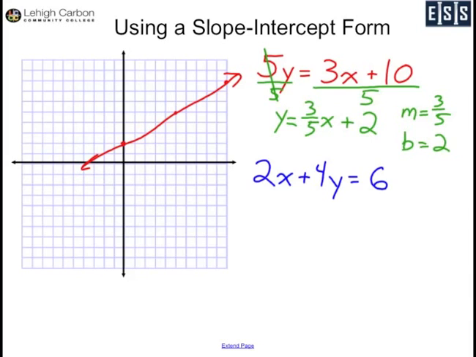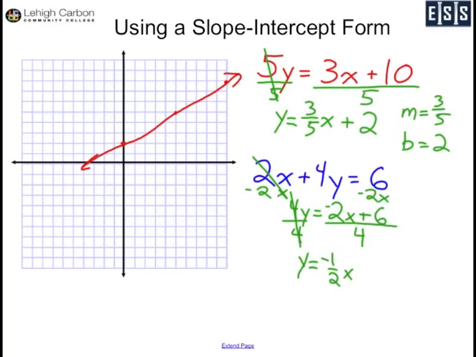My second equation here requires a little more work. I still need to get y by itself to get it into slope-intercept form. Start by subtracting 2x from both sides. I get 4y equals negative 2x plus 6. Divide both sides by 4. The 4's cancel here. I get y equals negative 2x divided by 4, which is negative 1 over 2 x, plus 6 over 4, which is 3 over 2.